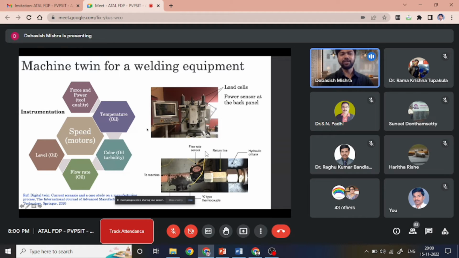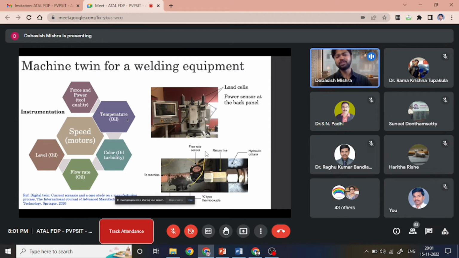And to do that, we did a few instrumentations, like the force. The load cells were already installed in the machine, collecting the forces in the 3 directions. But externally, we also equipped the power sensor, that I told you was collecting the spindle power and the total power consumed during the welding. We also had the speed sensors that were collecting the speed of the motors responsible for the rotational motion, the spindle motor, and also for the feed motor.